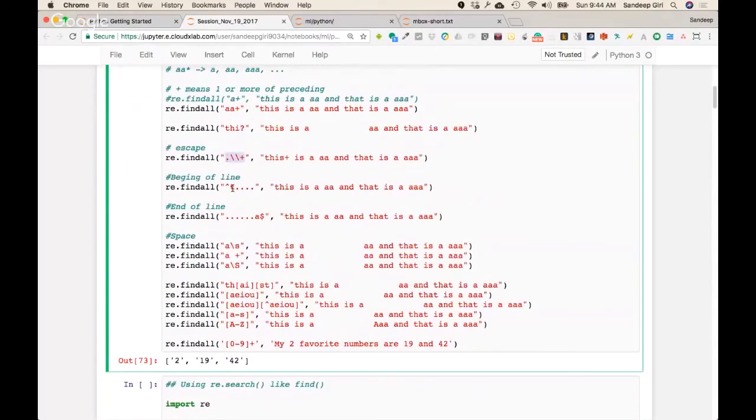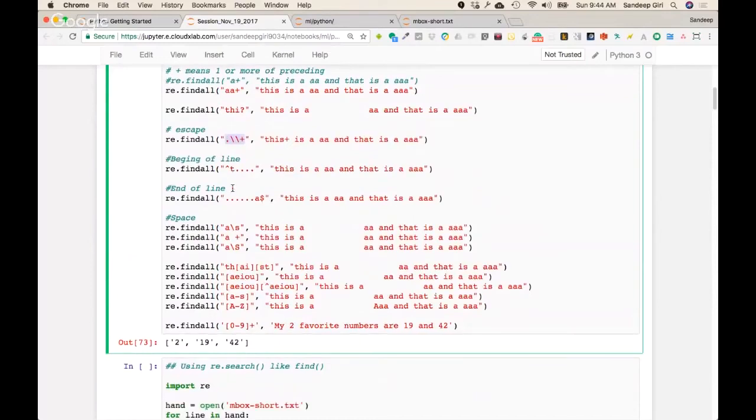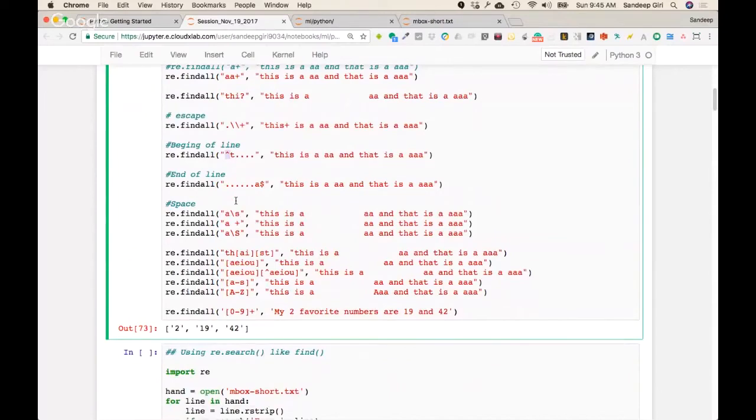Then we can escape the characters by putting double slashes. Caret character means beginning of the line. Okay, beginning of the line. And then dollar means end of the line. Slash s means white space. We could also do the same white space using space plus. Slash capital S means non-white space character.